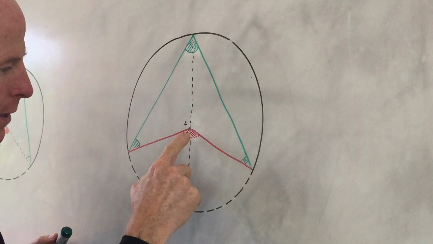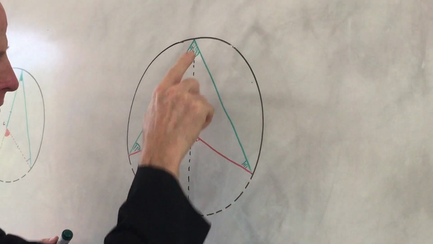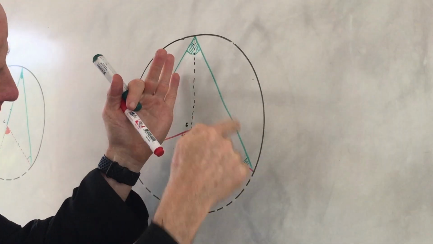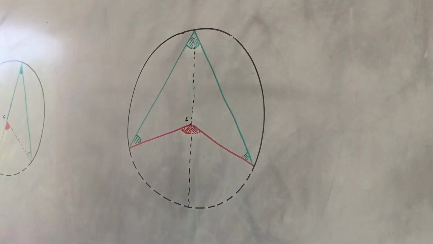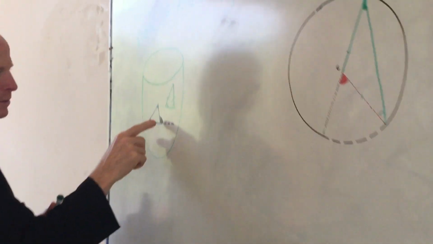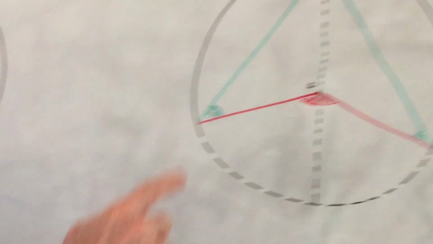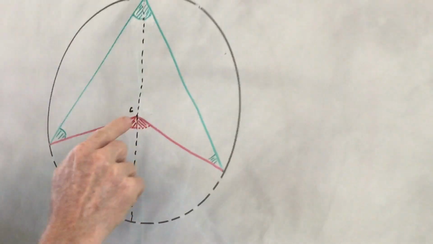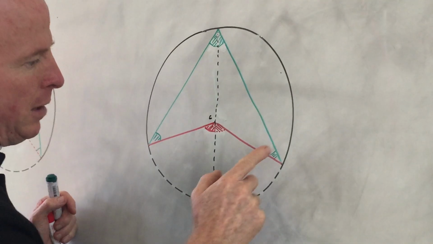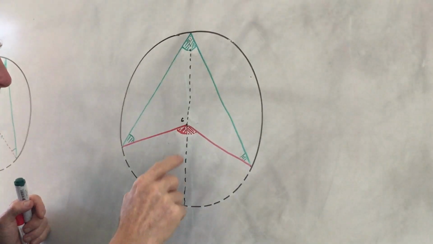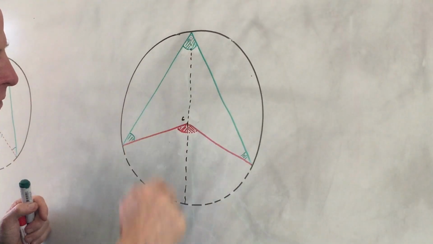But we showed already that this angle is equal to this angle plus this angle, being an exterior angle of this triangle. Remember this. The exterior angle of any triangle is equal to its opposite interior angles. So this angle is equal to this angle plus this angle. But this angle plus this angle is twice this angle. So this angle is equal to twice this angle.